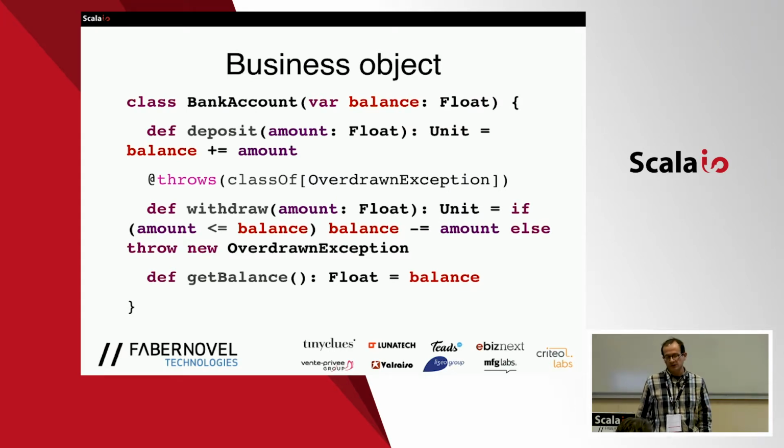How do we use this remote object, this remote monad? Now we can define business objects that are totally exempt from the former boilerplate, meaning here you have a genuine bank account which does just what a bank account should do. Here you just have a throws annotation for something that makes sense business-wise: OverdrawnException.